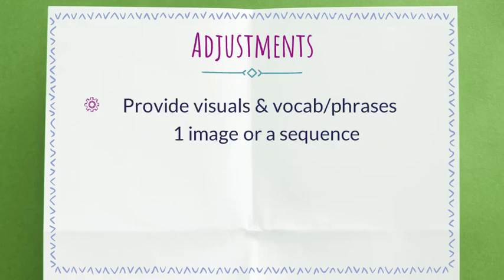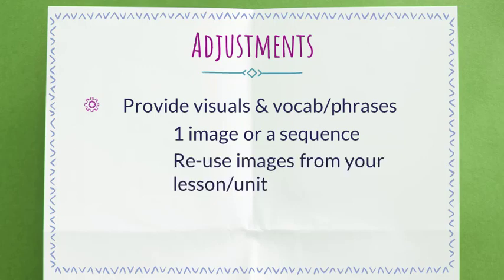Another adjustment that I would recommend is to provide visuals and some vocabulary or useful phrases. You could do one image of a particular situation that is going to inspire the story that they're co-constructing, or you can give a sequence of images, and so the students know where the story is going. This helps them with coming up with content. I also think it's very important to reuse images from your lesson or unit so that the students are already familiar with the image, not just the content, but also the language needed to talk about the image. Then the writing process will go more smoothly.